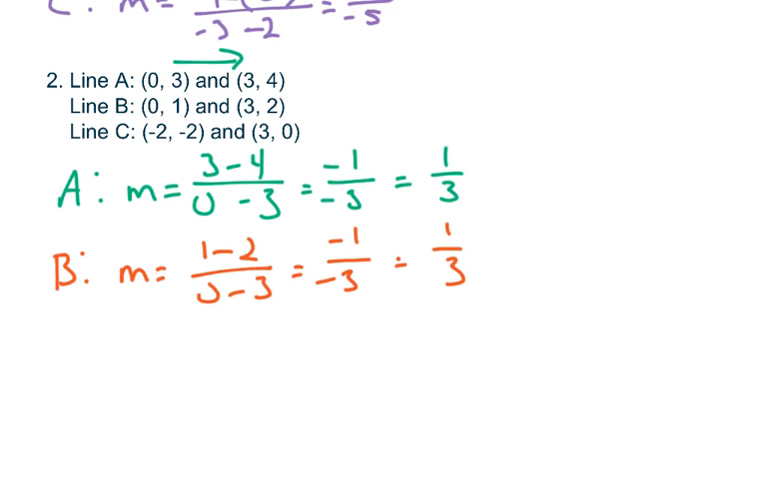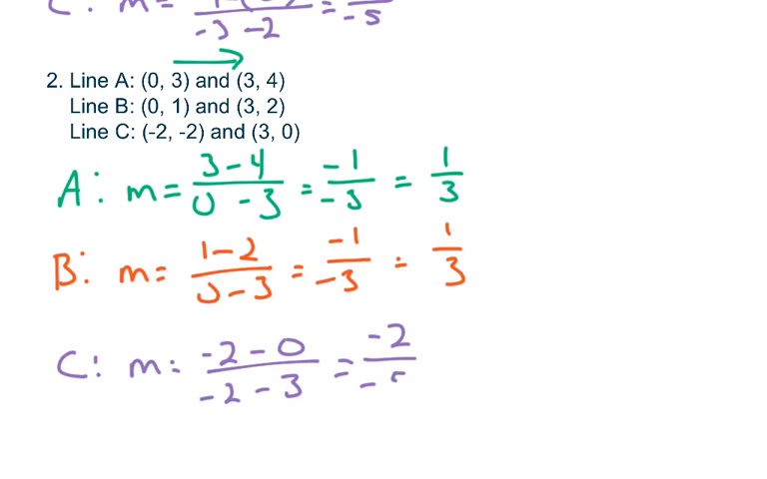Let's go ahead and check line C. Slope is M. So we'll have negative 2 minus 0, and then we'll have negative 2 minus 3. Negative 2 minus 0 is negative 2. Negative 2 minus 3 is negative 5. We could rewrite this as positive 2 over positive 5. We can clearly see that that's not the same. So our two parallel lines here are A and B, because they have the same slopes.